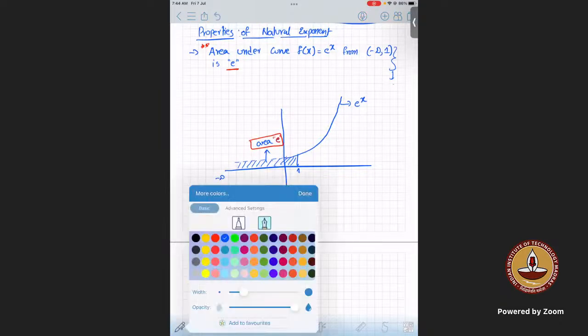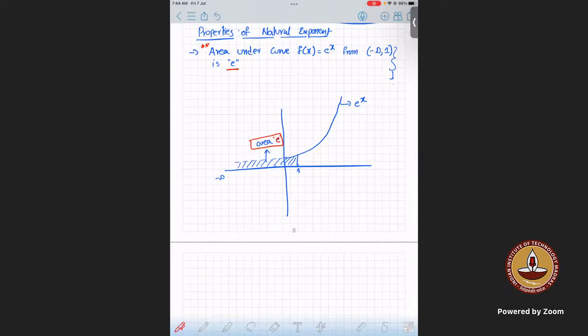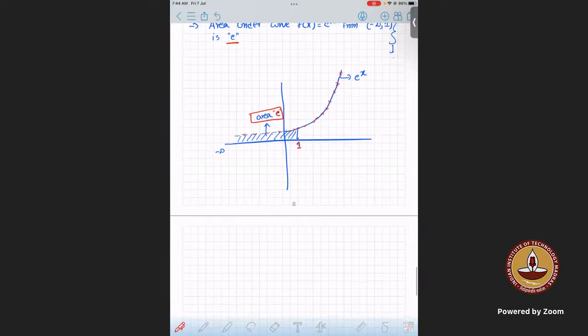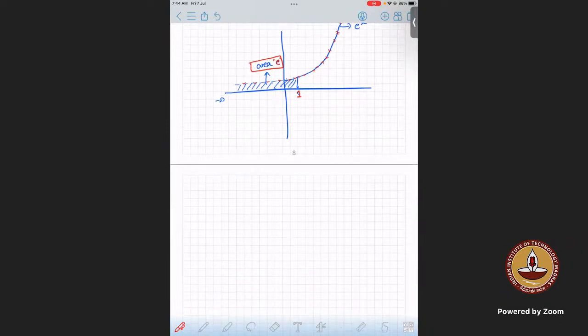Sir, please repeat the area of e. Look, the area is e. This is the f of x curve. Agree? If you take from 1 on the x-axis to minus infinity, the bounded area is e. The value of the area is e. Clear for everyone?